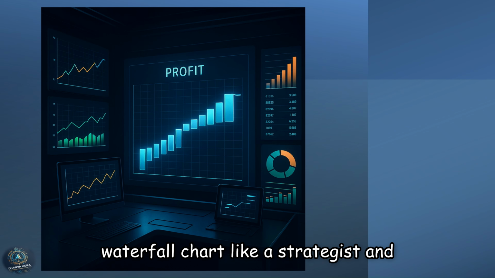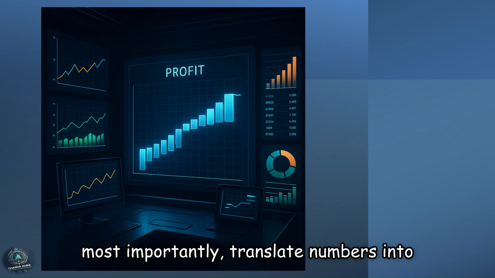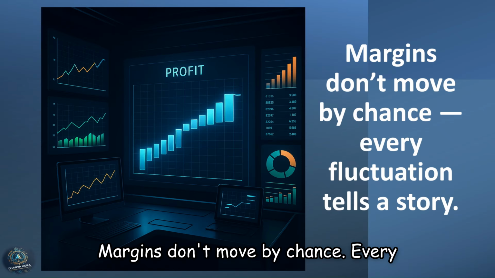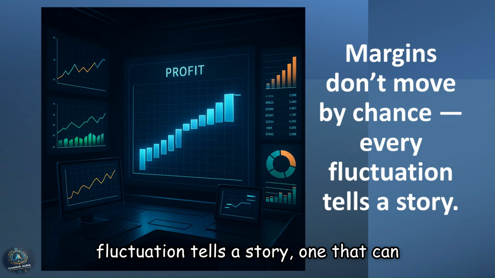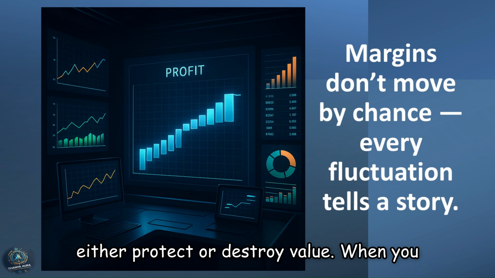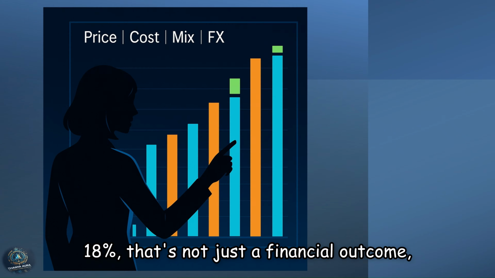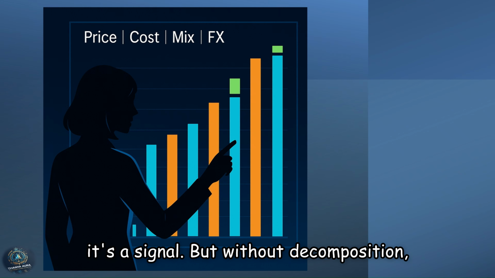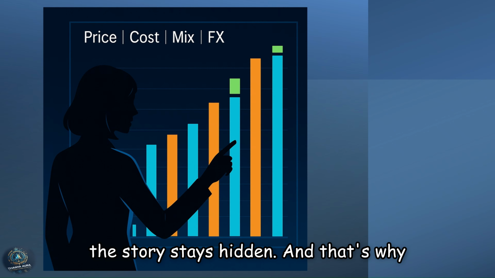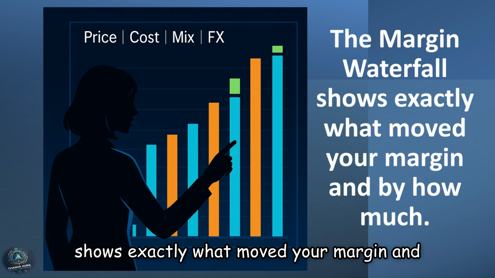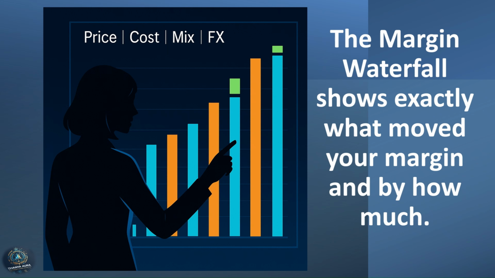Read a waterfall chart like a strategist, and most importantly, translate numbers into decisions. Margins don't move by chance. Every fluctuation tells a story, one that can either protect or destroy value. When you see gross profit drop from 22% to 18%, that's not just a financial outcome, it's a signal. But without decomposition, the story stays hidden. And that's why the margin waterfall is so powerful. It shows exactly what moved your margin and by how much.